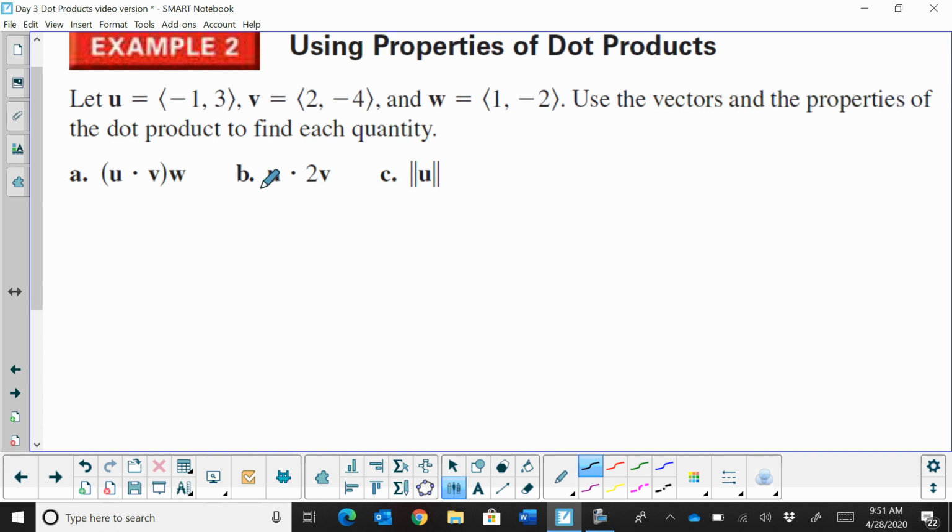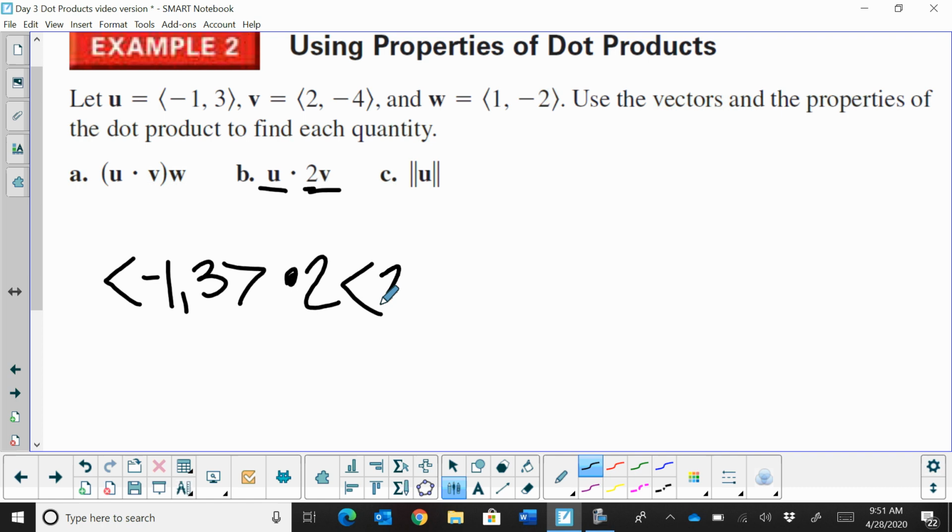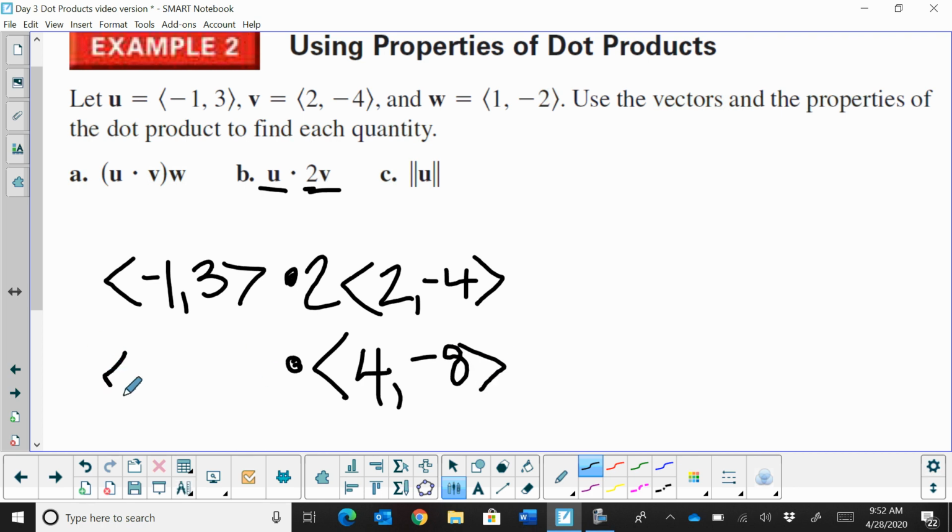Now let's take u times 2v. So in other words, this 2, we have got to apply a scalar multiple to v. So I've got to double v first and then multiply by u. So u is -1, 3. I'm going to multiply that times 2 times v, and that is 2, -4. So I'm going to apply this scalar first, and that vector becomes 4, -8. Very simple. You're just multiplying by a scalar. And now I'm going to take that times the vector u.